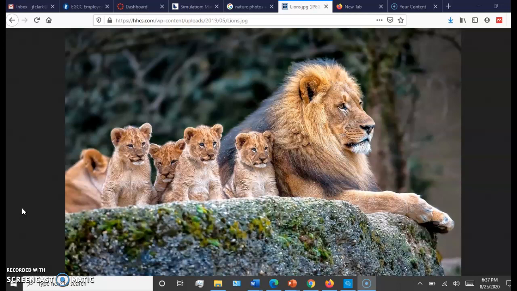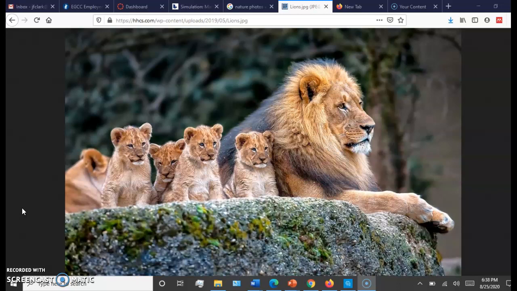We also discussed the difference between an observation and an inference. An observation is something that you actually observed with one of your senses. That can be something that you've heard, smelled, seen, or touched. Those would be observations. So looking at this picture and saying, there is a male lion laying next to 4 lion cubs, that is an observation because you can look and see that. We know that to be a fact.